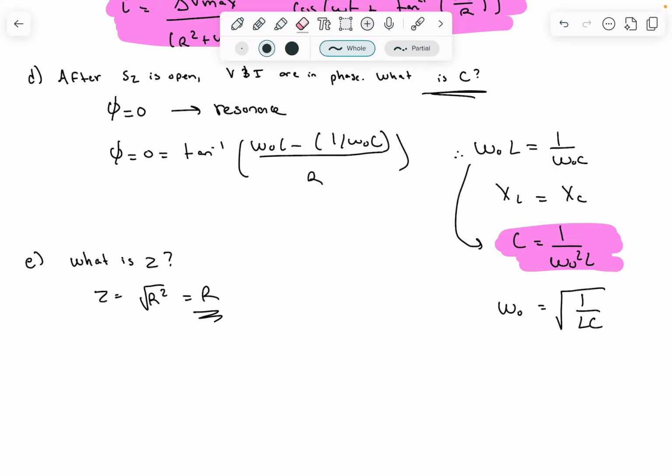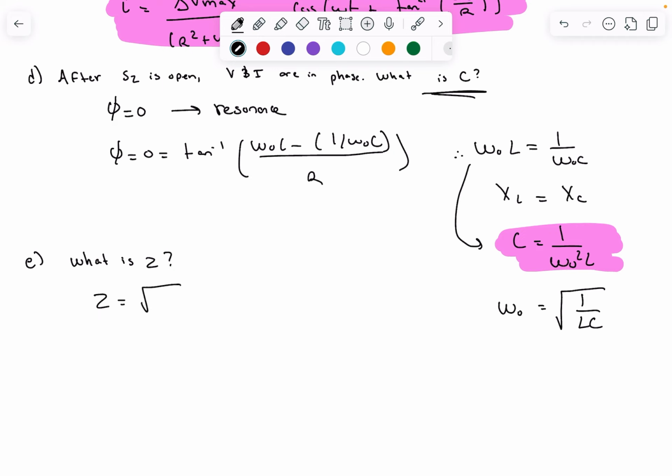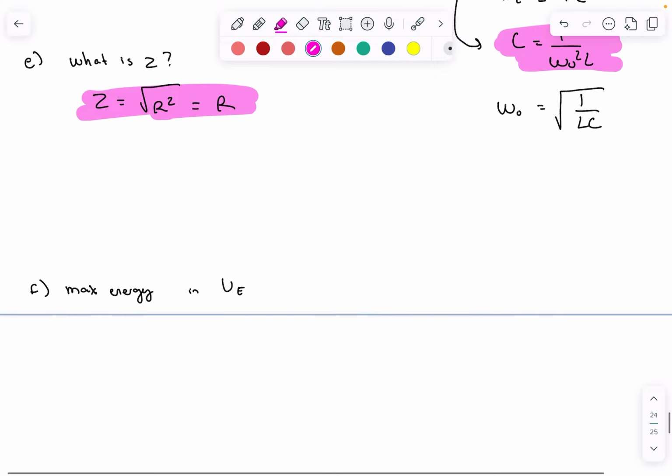In E, we're then asked to figure out what the impedance is. So what is Z? Now remember that XL is equal to XC, and because we're subtracting XC from XL in our equation for impedance, we just get Z is equal to the square root of R squared, which is equal to R. And that's it here. E is done, so now we go to F.